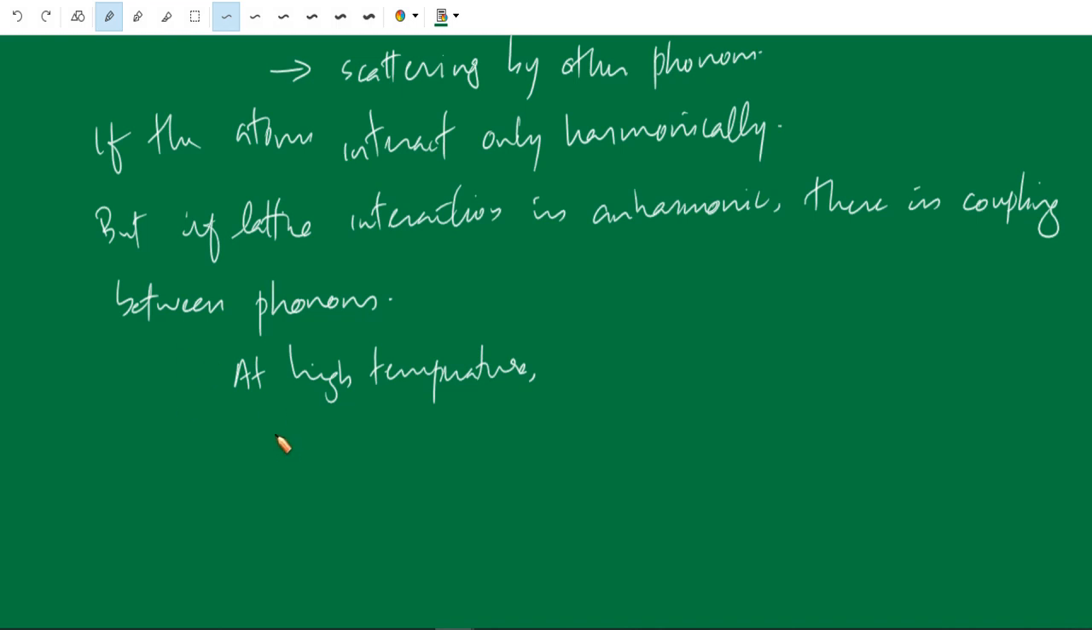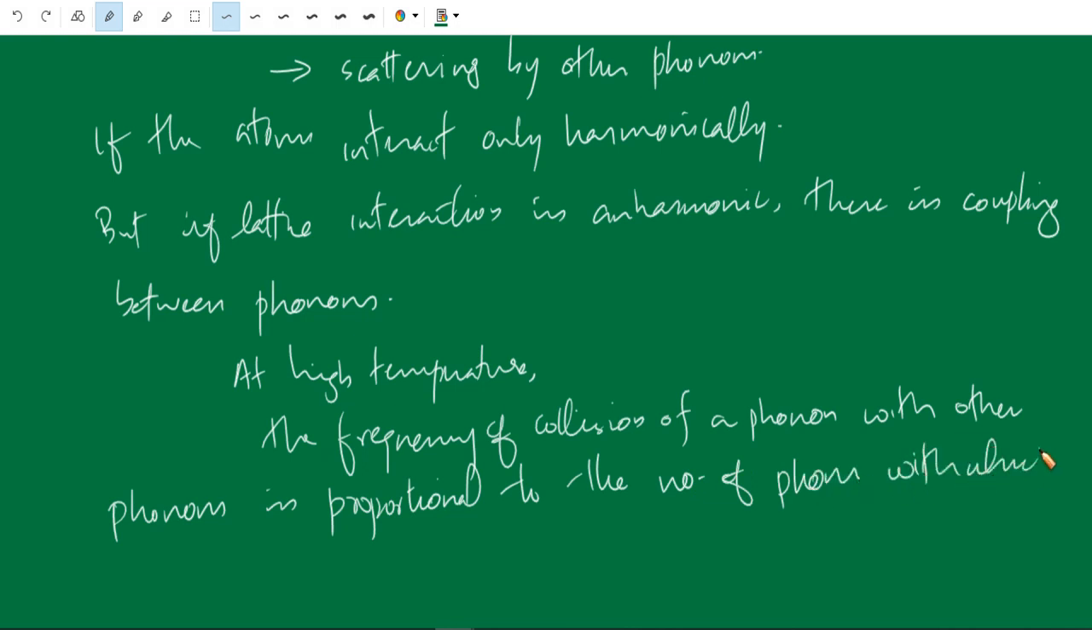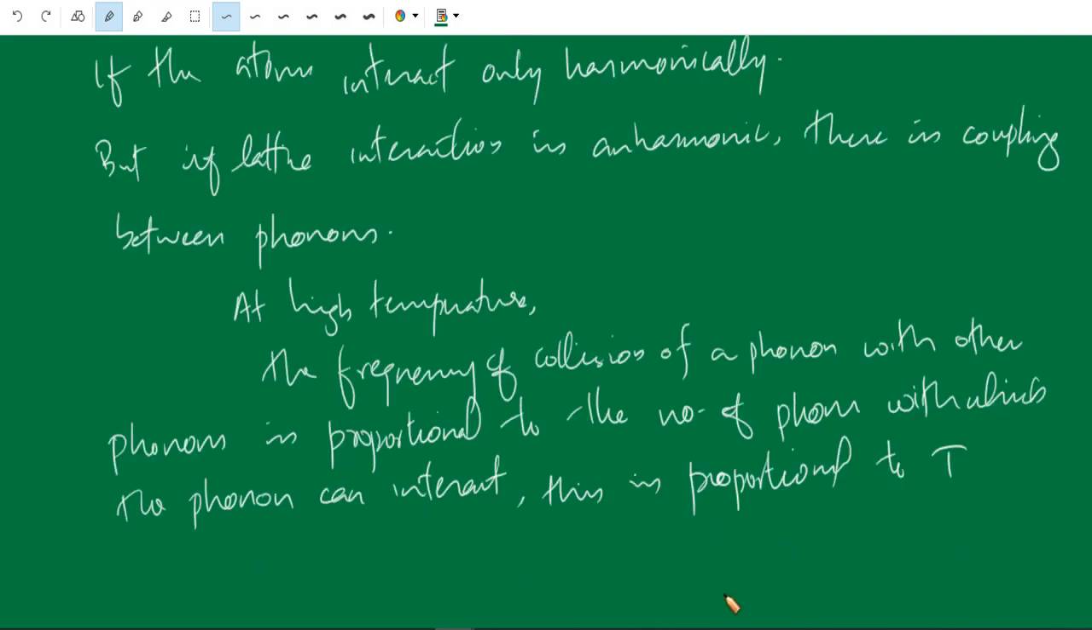Okay, so the frequency of collision of a phonon with other phonons is proportional to the number of phonons with which the given phonon can interact, and this is proportional to temperature T, because at high temperature the number of excited phonons is proportional to temperature T.